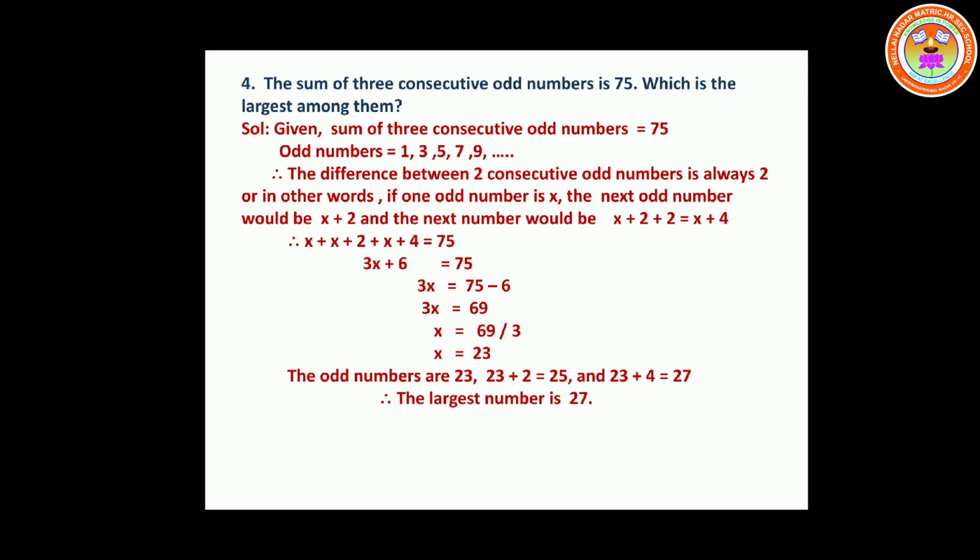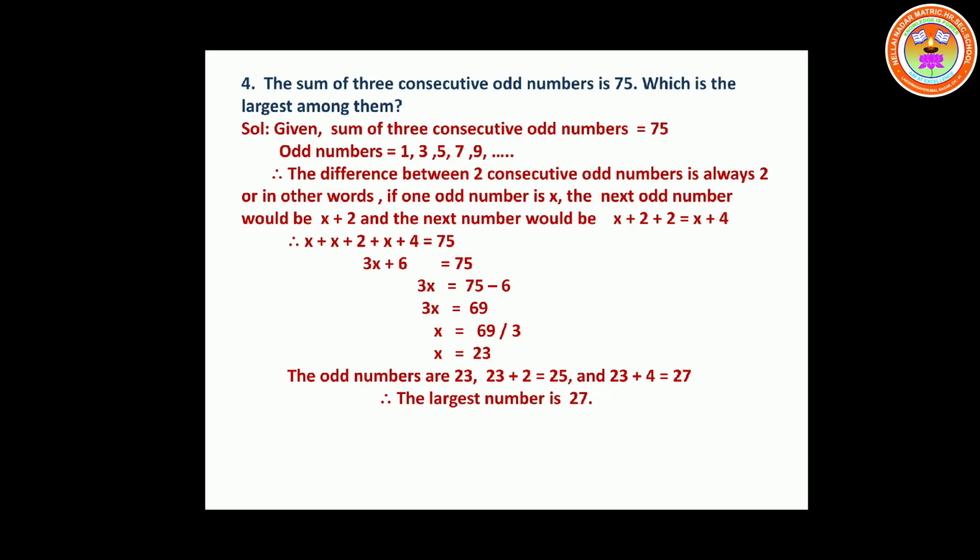The sum of 3 consecutive odd numbers is 75. Which is the largest among them? So here we are going to talk about consecutive numbers. What do you mean by consecutive numbers? Consecutive numbers means continuous numbers. And here they are talking about only the odd numbers. The sum of 3 consecutive odd numbers is 75. Which is the largest among them? So first I have to frame what the 3 consecutive odd numbers are. Then I can find the largest among them.